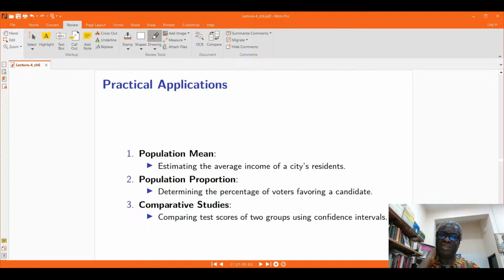All these things have applications in different fields. And you can also do comparative studies. When you are doing comparative studies, you can easily compare the means, or compare proportions of two groups, and you can do the comparison using confidence intervals.